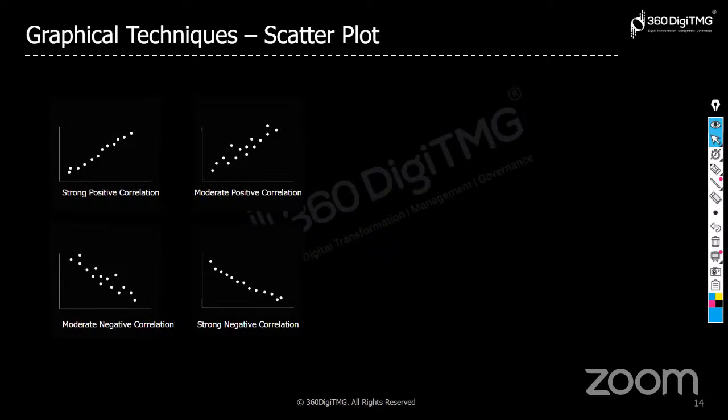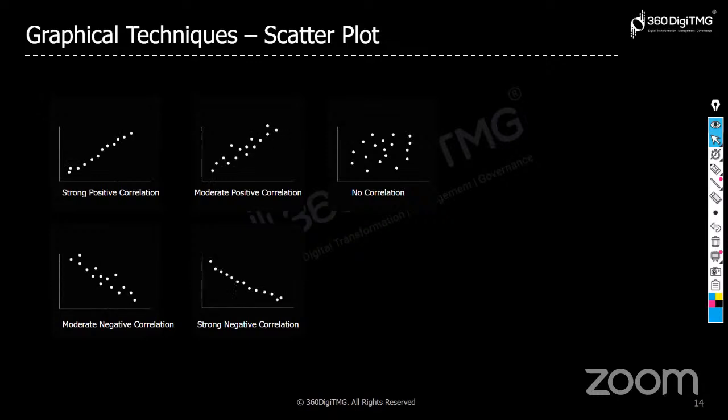And the last one, strong negative correlation. The direction is negative, but the data points are closer together. That is strong negative correlation. And the next one we have is no correlation. Here we don't have any direction or any relationship present. So we can say this correlation is weak, and this is not linear. This is weak and non-linear.